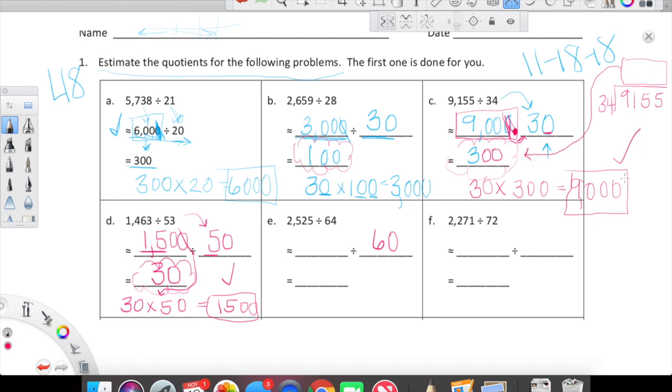So we're not here yet. We're not doing the standard algorithm yet. Right now we're just making sure that our estimation and our rounding skills are on fleek, as the kids say. And we're going to use these rounded magic numbers to check in with our final quotients once we get to standard algorithm.